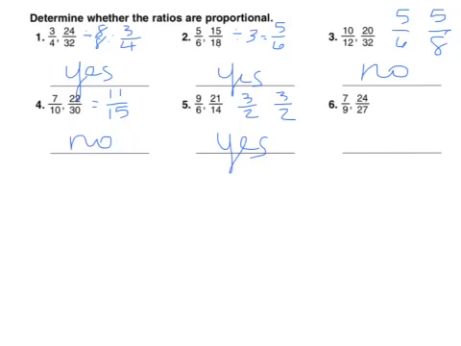7/9 cannot be simplified anymore. Here I can divide each of those by 3. 24 divided by 3 is 8, and 27 divided by 3 is 9. So no, that is not proportional. So that's what you're looking for to find out if the ratios are proportional or not, is do they equal the same number? Can you simplify them? You could also multiply to see if that would also work. Good luck.